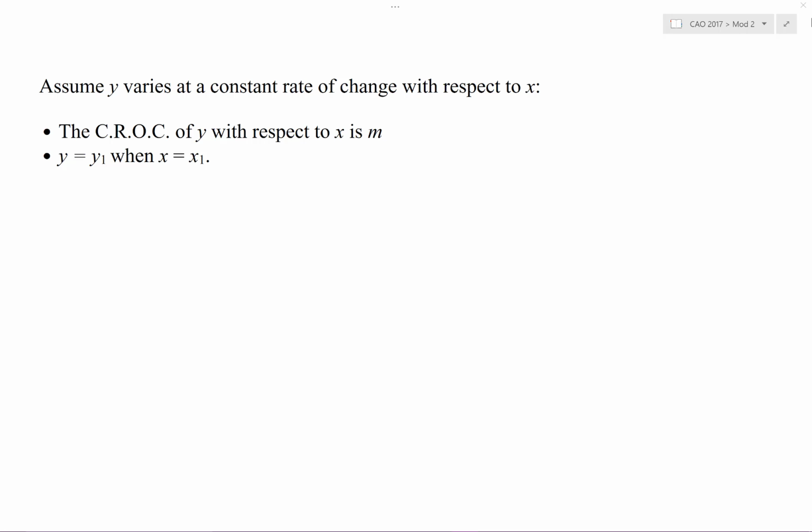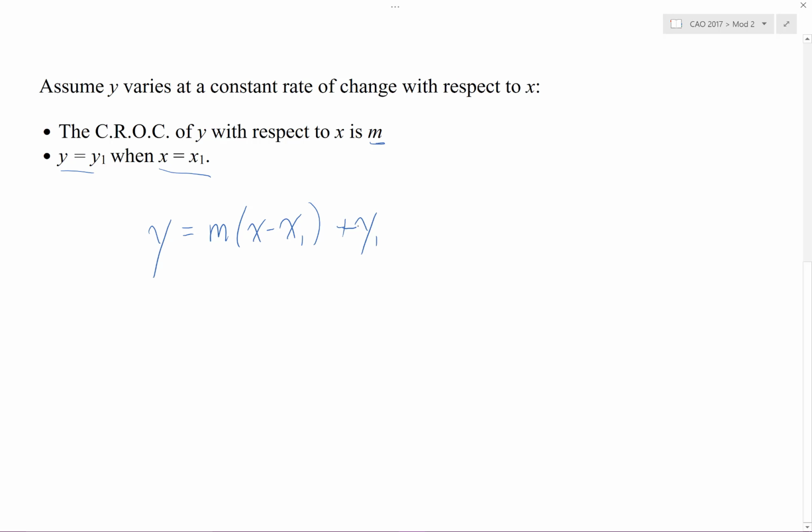In this investigation, we generalized our reasoning about linear relationships to generate the general linear function formula. And this says that if x and y vary together at a constant rate of change, and the constant rate of change of y with respect to x is m, and y equals y1 when x equals x1, then y is equal to m times (x minus x1) plus y1. And this formula expresses y in terms of x.